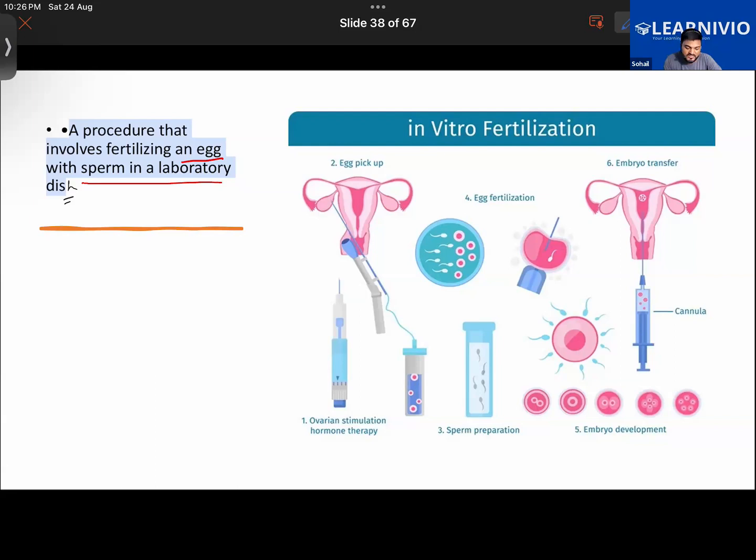Do one thing: learn a little bit about the scientist Subhas Mukherjee. He was the first person in India to develop the method of in vitro fertilization. Although, as we know, the first test tube baby in the world was not from India but from outside. The name was Louis Brown. The first test tube baby was Louis Brown.